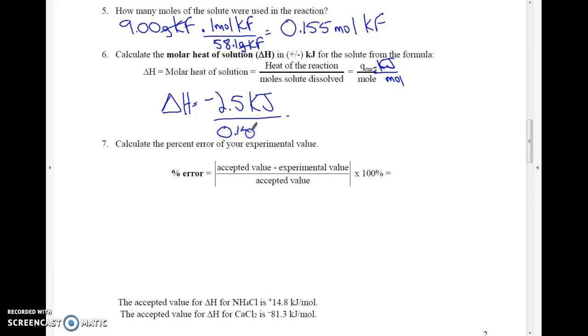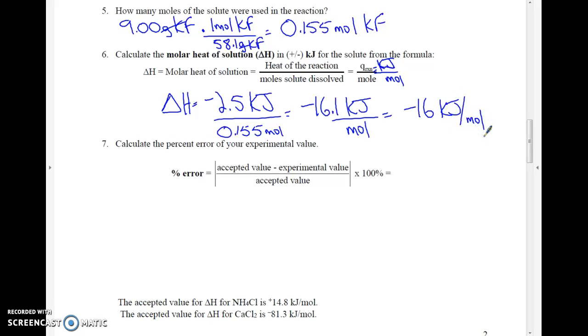So the moles of solute used were 0.155 moles. So when you do this division, you get negative 16.1 kilojoules per mole. And since this is 2 significant digits, I'm actually going to round that off to 2 significant digits, so I get negative 16 kilojoules per mole.